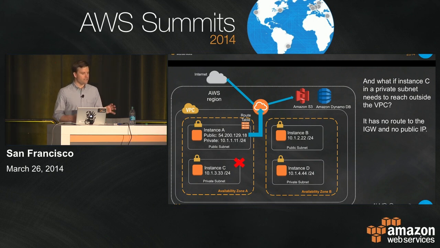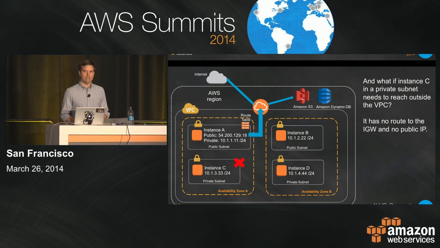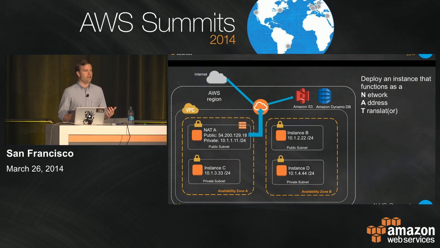So what if instance C needs to get out? It doesn't have a route table that's pointing to the IGW, doesn't have a public IP. And this is where the third option for getting out of a VPC comes into play, and that's what we call NAT, Network Address Translator.